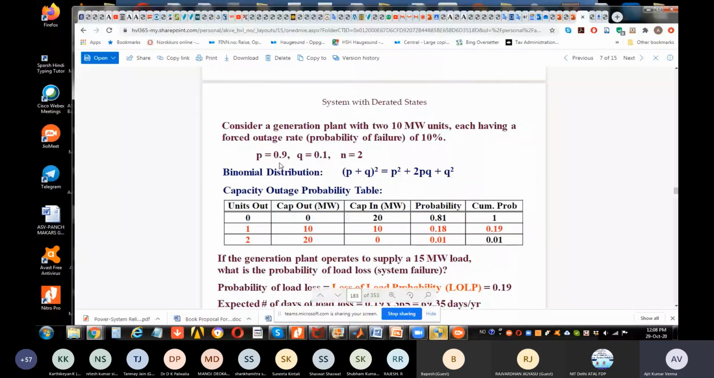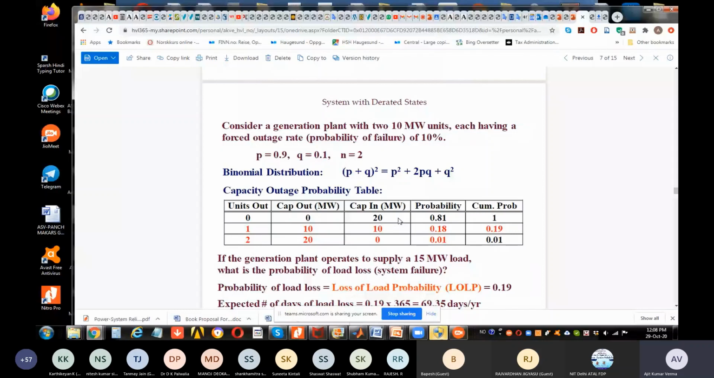And therefore, capacity, when 20 megawatt, both of them are out, then the probability will be 0.01, because first is unavailable, second is unavailable, and therefore you simply multiply them and you get the probability.